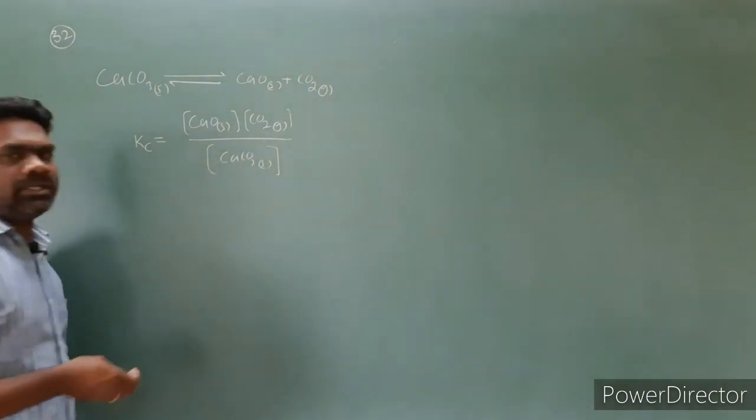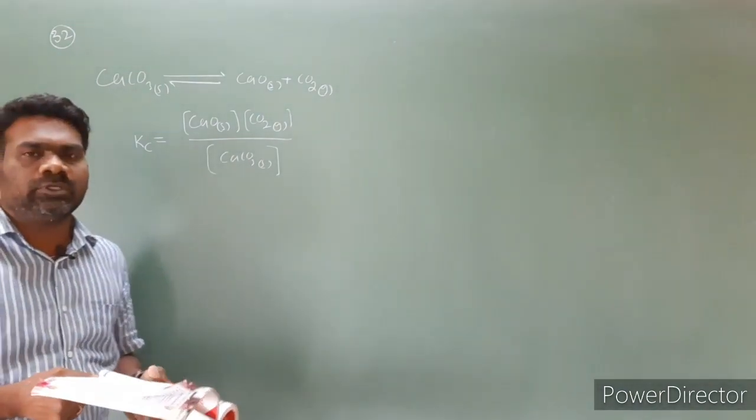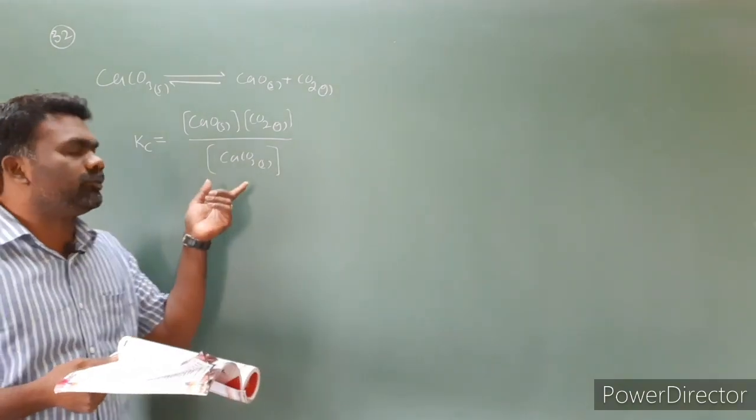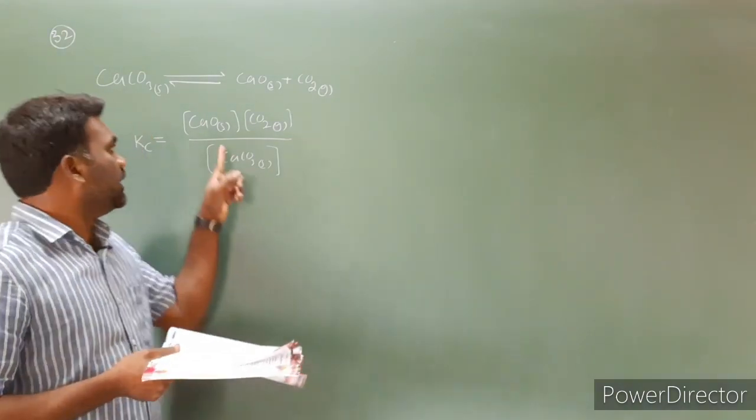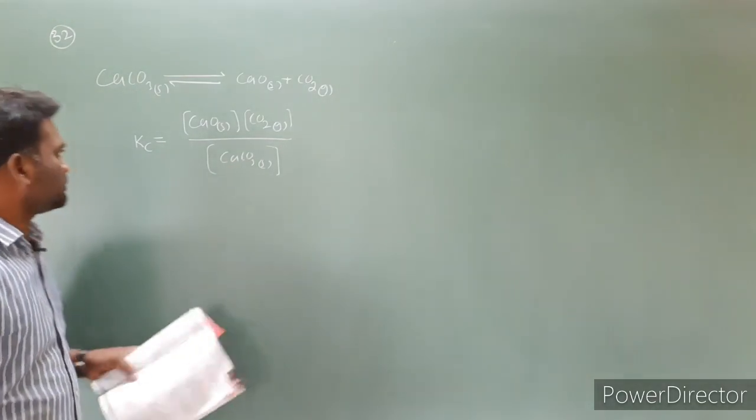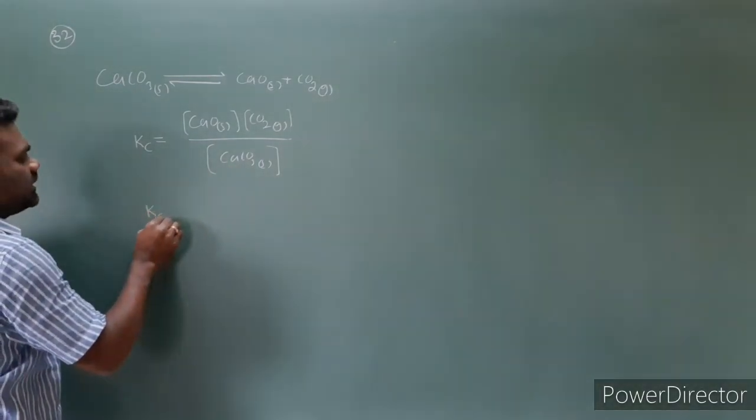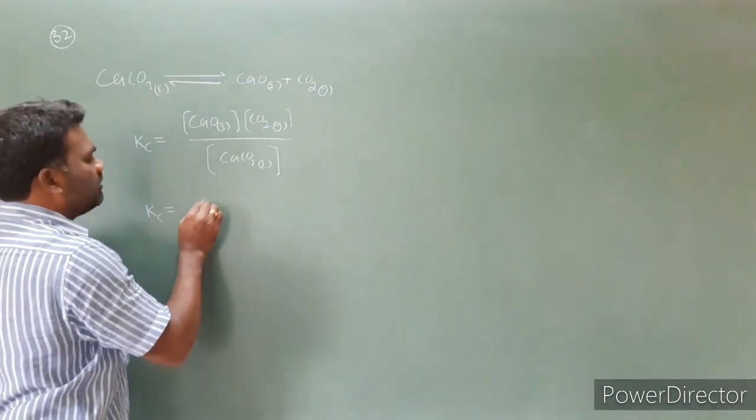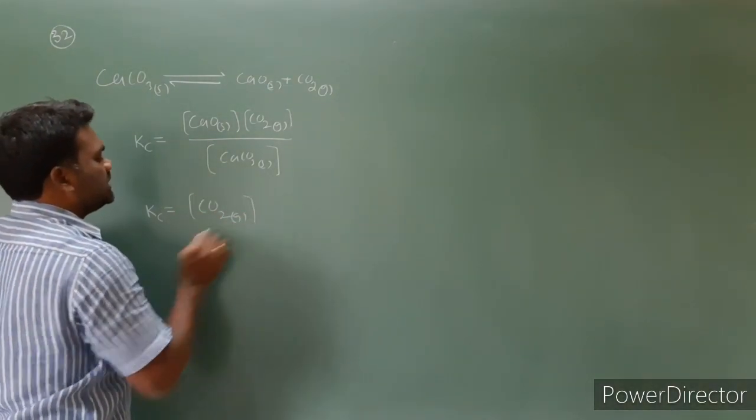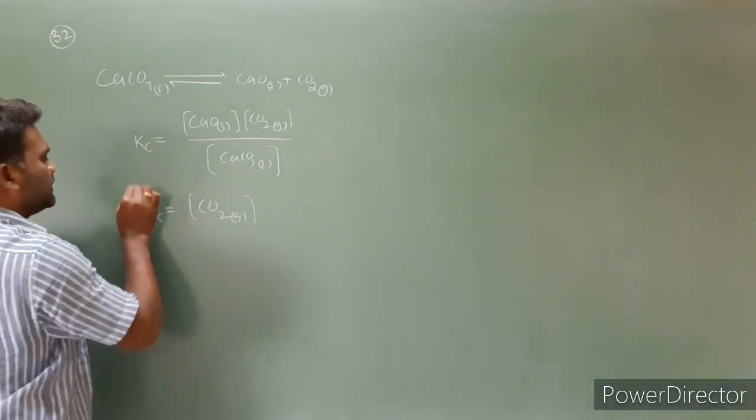So we know very well that the molar concentration of solids and pure liquids is unity. Here CaO is a solid, CaCO3 is a solid, so their molar concentration is taken as unity. Then we can neglect them. The remaining term we get is the CO2 gas concentration. So this is the Kc for this reaction.